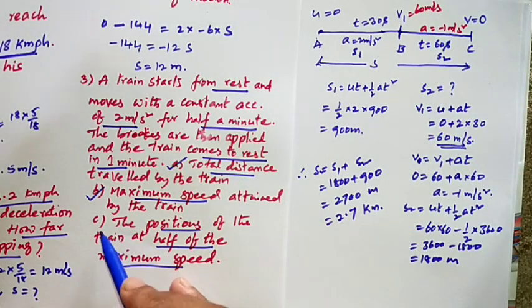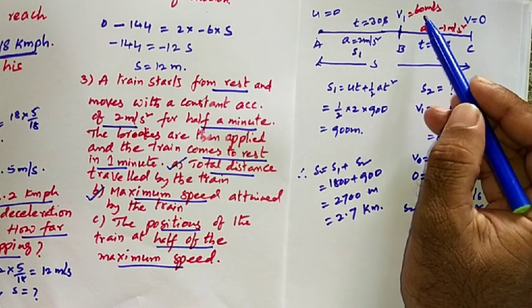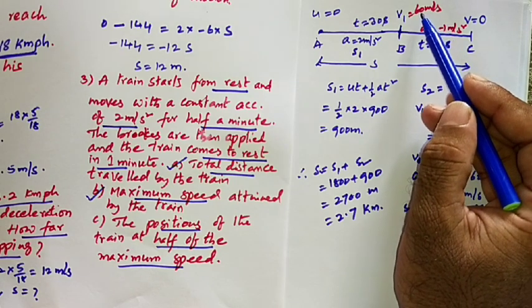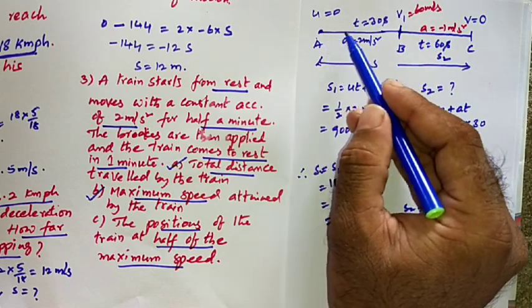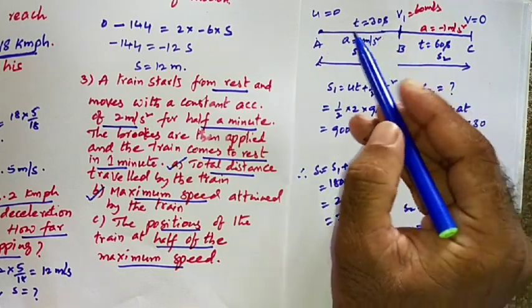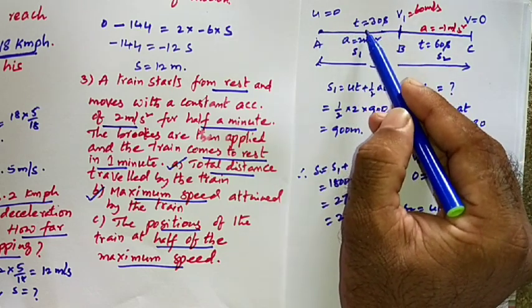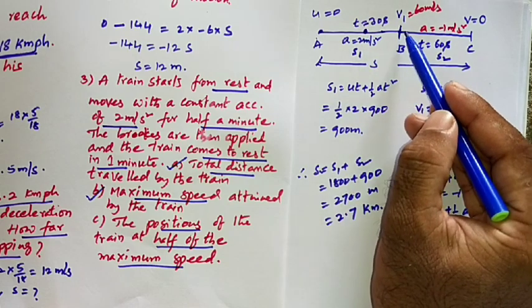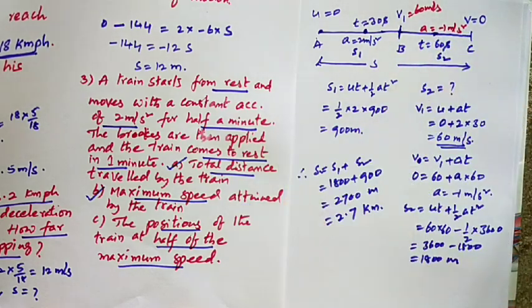60. Now see the positions of the train at half of the maximum speed. What is the maximum speed? 60. Half means 30. That means at 30 meters per second, where is the body? Means what is the position of the body? Two positions can be possible. When it is accelerating from 0 to 60, it may have 30 somewhere. Again from 60 to 0, it may have 30 somewhere. So two positions are possible.